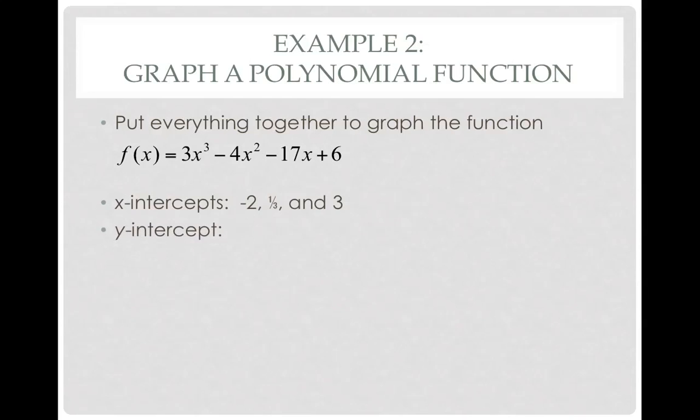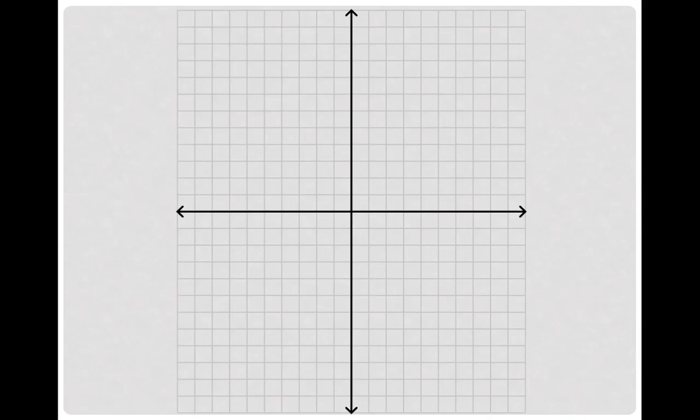I can also find a y-intercept by putting 0 in for x and working it out. So in this case, that just leaves us with the constant of 6, and so that's another point that I know should be on my graph. So I'm going to go ahead and plot those 3 points as my zeros along with my y-intercept, and I'm starting to get an idea of what my graph might look like.